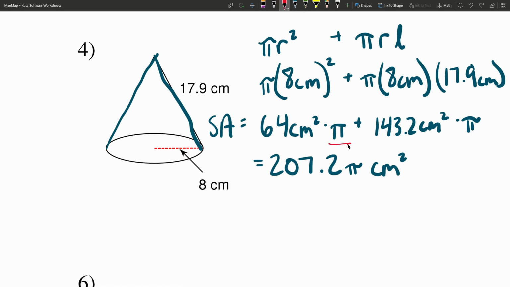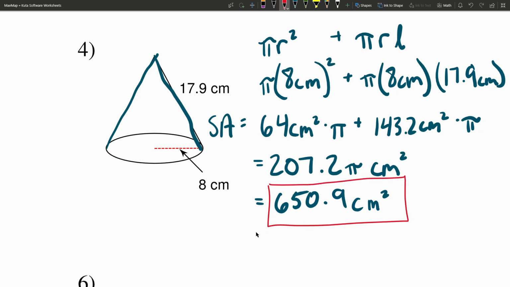Again, I can do this because pi is a part or multiplied to both of those numbers. So I can add them together and then multiply through. Kind of like that distributive property. I can pull a pi out in front of each of those terms, which now makes it a little bit easier to enter in on my calculator. I just have to type in 207.2 times pi. So this is going to give me approximately 650.9 centimeters squared for my surface area. Let's move on to our next problem.